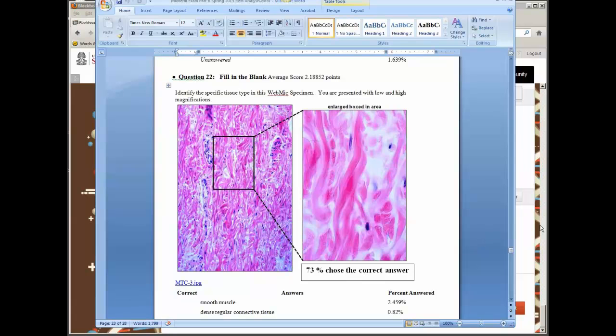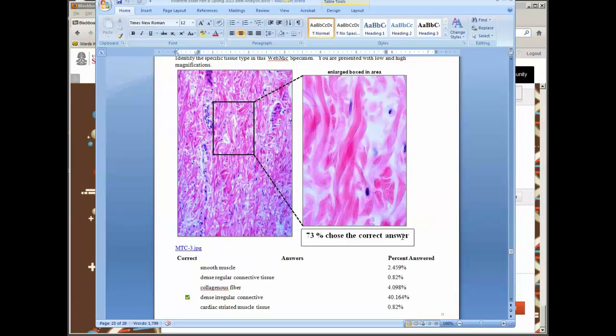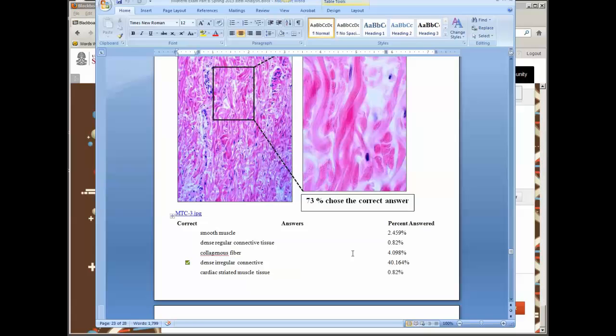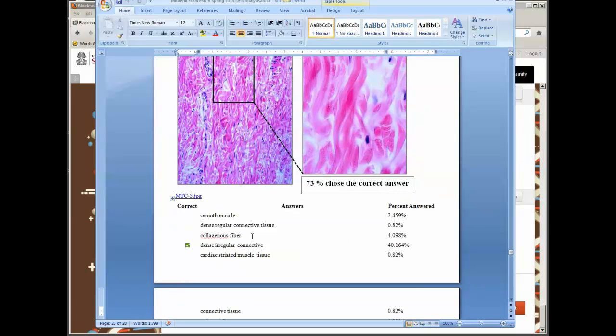Okay, here is the fill in the blank question, and the correct answer, as I've already discussed with you, was dense, irregular connective tissue. And you can see that 73% of the class chose the correct answer. But this is what we see that Blackboard gives us, and these are all the various answers that were typed in. 2.5% of the class typed in smooth muscle, and you just didn't realize that the nuclei have to be in the center of these structures that cause smooth muscle.